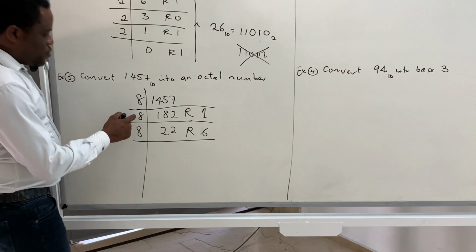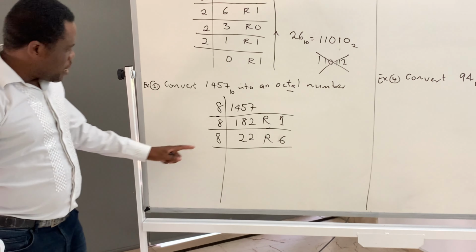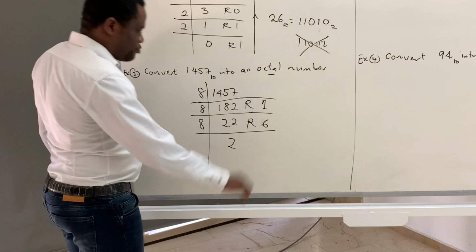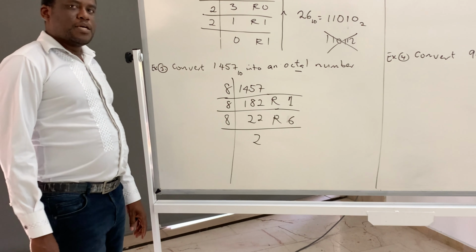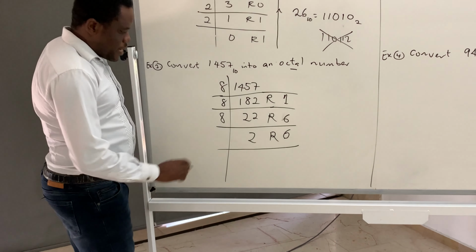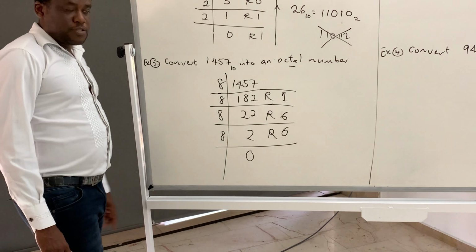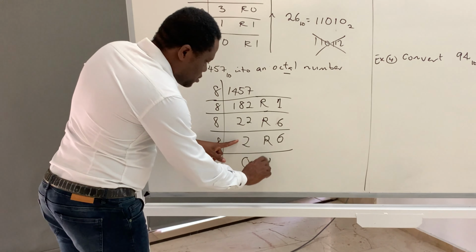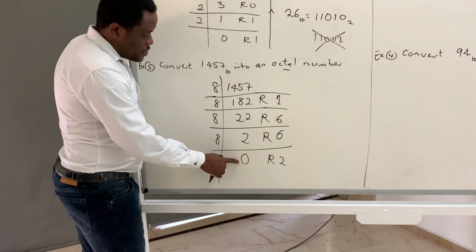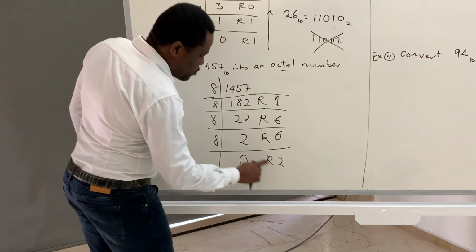Again, 8. We have to use 8 all through because it's base 8. So how many times does 8 go in 22? It's 2. What is left? 6. Again, 8. Can 8 go in 2? It's not possible. So it has reached. What is left is 2. You multiply it, 8 times 0 is 0, 0 plus 2 is 2. So this guy plus this guy must produce this guy.